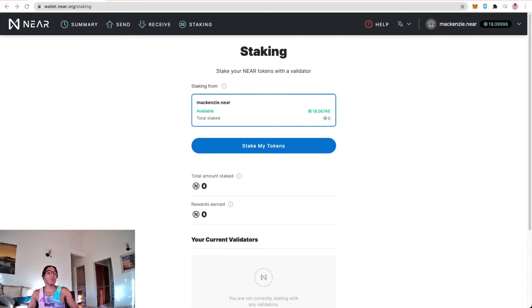We'll get into it a little bit. That's just a very high level overview of the difference between proof of stake and proof of work. But as you can see here, I am at wallet.near.org/staking. You can see that up here in my browser. And this is the staking tab right here.